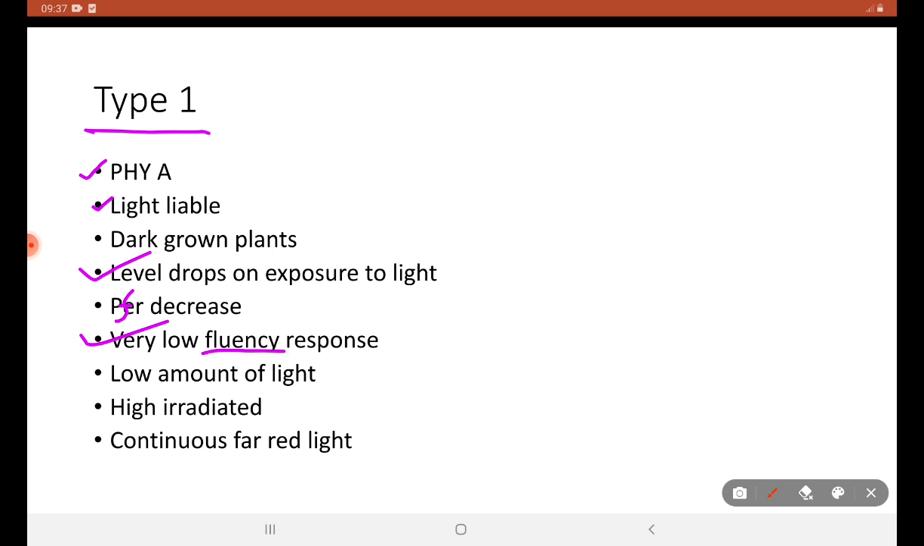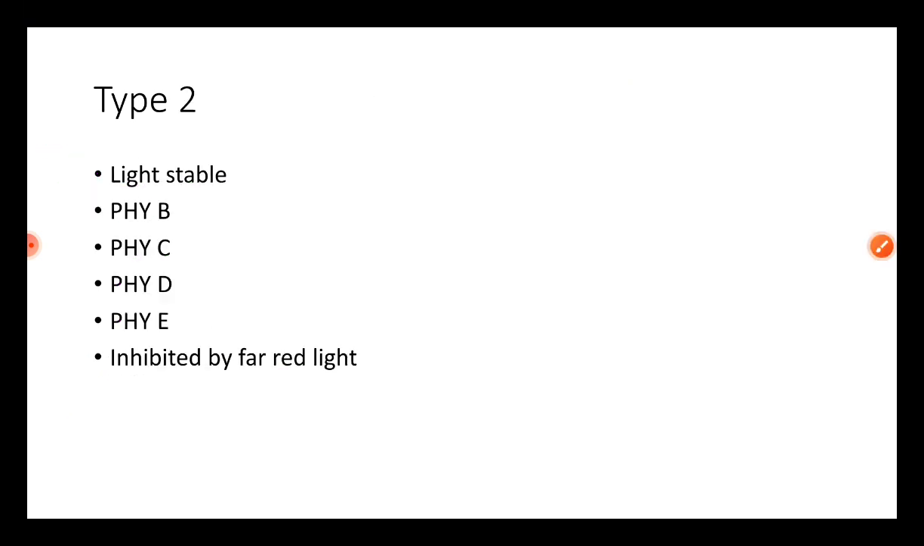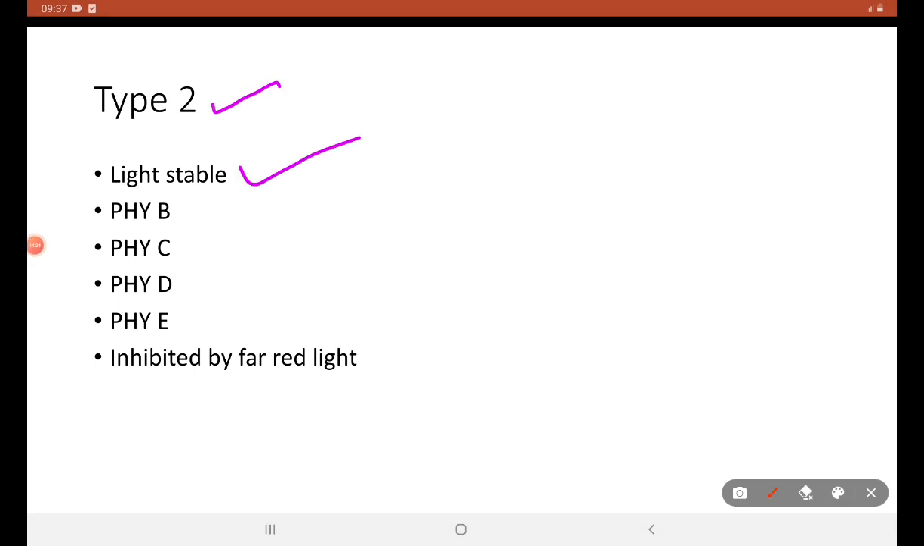Very low fluence response, very low amount of light. High irradiation response is observed. They respond to continuous far red light. They degrade with red light. So they are called light labile, photolabile. The only example is phytochrome A. Next, type 2, phytochrome B. They are light stable. They are inhibited by far red light. B, C, D, E are the examples.